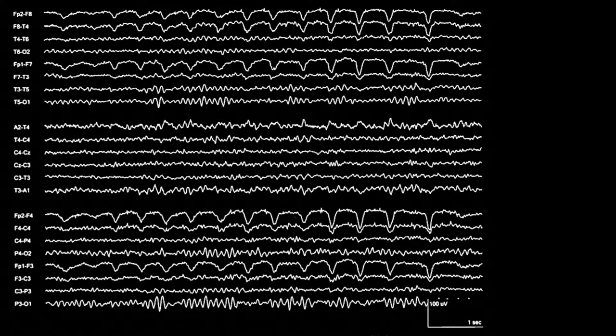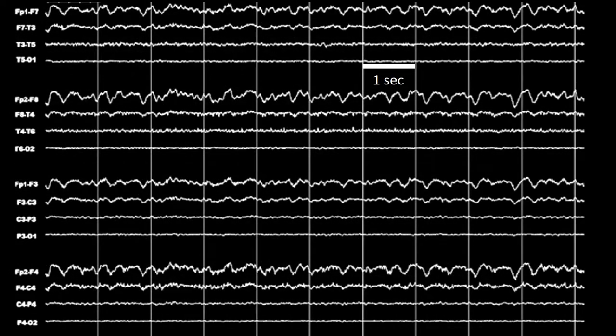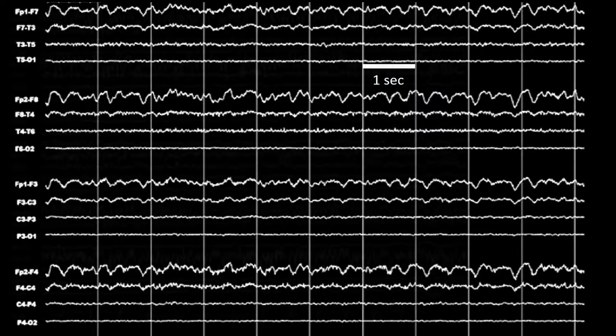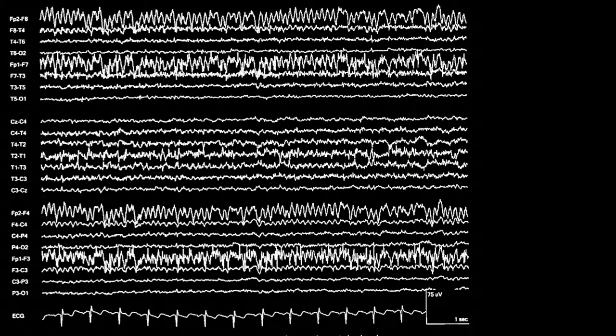But flickering may also occur independently of photic stimulation, as you can see in this frame, and in such cases it could be in the delta range, in the theta range, or rarely in the alpha range.